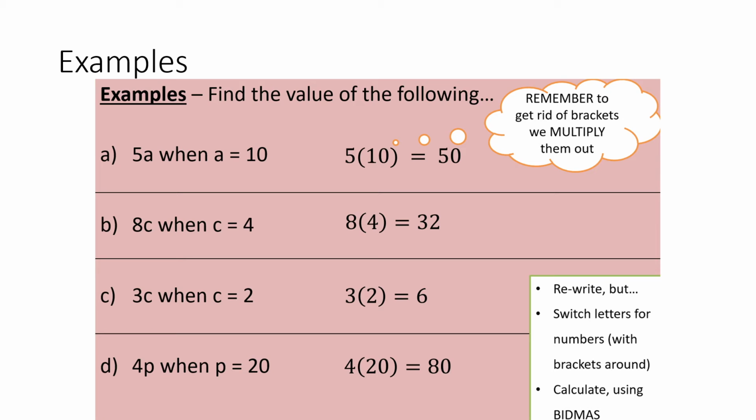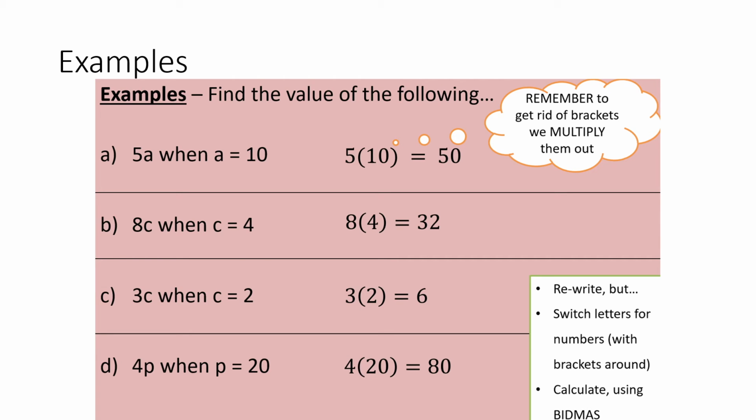Alright, so if we look at the first question here, it says 5a when a is equal to 10. Well, remember 5a just means 5 times a, but a is equal to 10 in this case, so it's saying 5 times 10, which is just 15. If we look at b, we've got 8c, which just means 8 times c, and it's saying c is equal to 4. Well, this just means 8 times 4, which is equal to 32. If we look at c, we've got 3c, which means 3 times c, but c is equal to 2, which means 3 times 2, which is just 6.